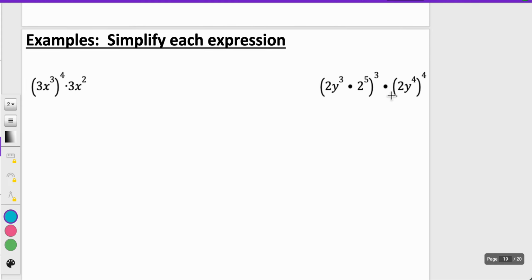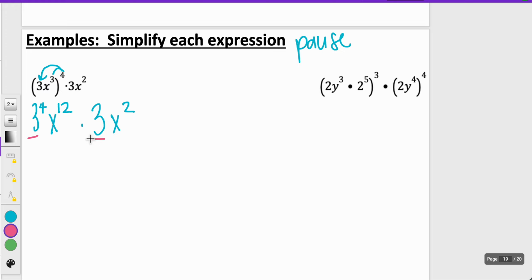Up next, I've got quite a doozy here. So again, pause it if you'd like to. If not, let's go ahead and try it together. Distributing first to this 4, so that's 3 to the 4th and x to the 12th times 3x to the 2nd, okay? Then I start to think, I do have 3's in common, so I can add those exponents, except this one just has the exponent 1. So I'm going to say that's 3 to the 5th, and then I can put my x's together. That'll be x to the 14th power, okay?